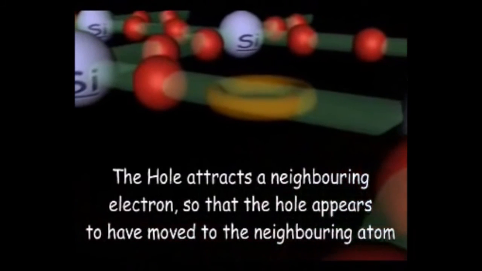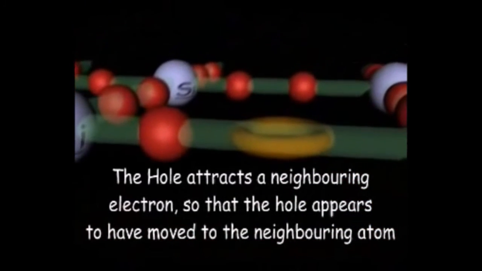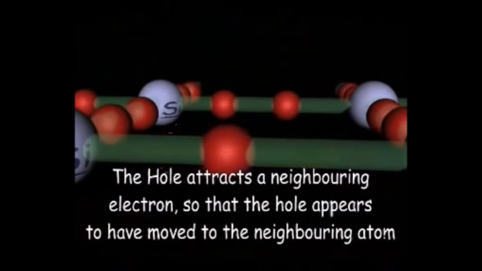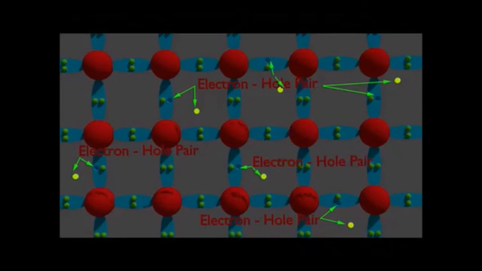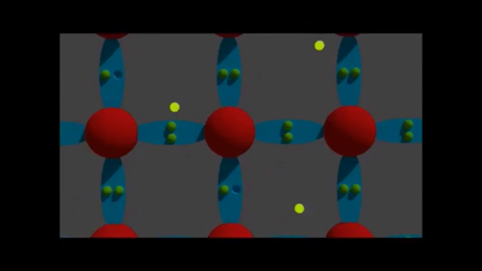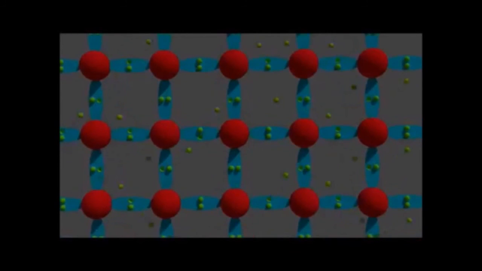Since the atom has a net positive charge, a neighboring electron may be attracted to it, so that the hole seems to move to the neighboring atom. The electron and its matching valence band hole are called an electron-hole pair. After the electrons are excited to the conduction band, they will lose energy and stabilize back to the valence band, recombining with holes. This process is known as recombination. This recombination process happens continuously.